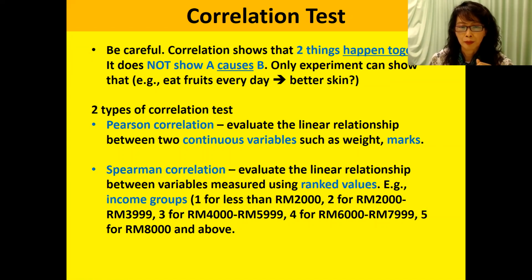What is a ranked variable? It means that you assign numbers to the data. For example, in terms of income groups, you can divide them into 5 levels here, 1 for lower income and 5 for the highest income. But 4 is not double of 2. So this is rank ordered and you need to run Spearman correlation.